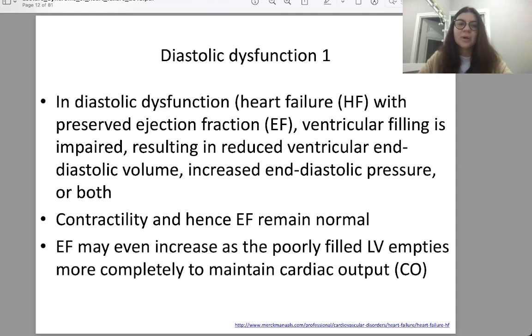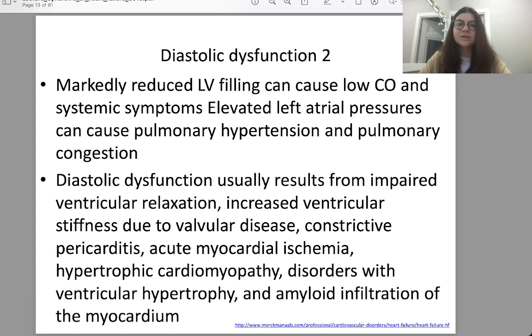Ventricular filling is impaired, resulting in reduced ventricular end-diastolic volume, increased end-diastolic pressure, or both. Contractility and hence ejection fraction remain normal. Ejection fraction may even increase as a poorly filled left ventricle empties more completely to maintain cardiac output. Markedly reduced left ventricle filling can cause low CO and systemic symptoms. Elevated left atrial pressures can cause pulmonary hypertension and pulmonary congestion.